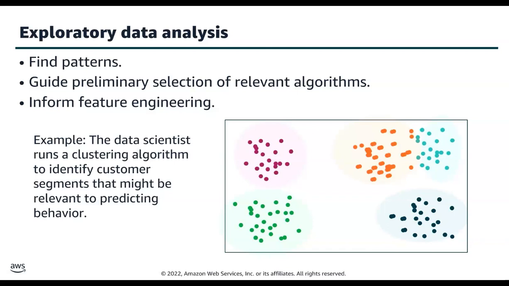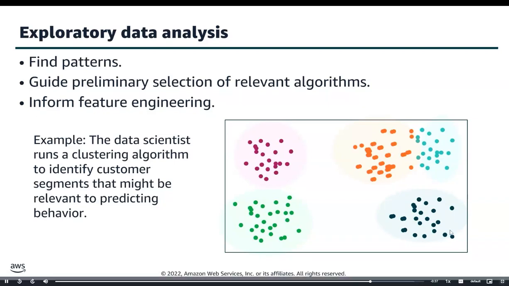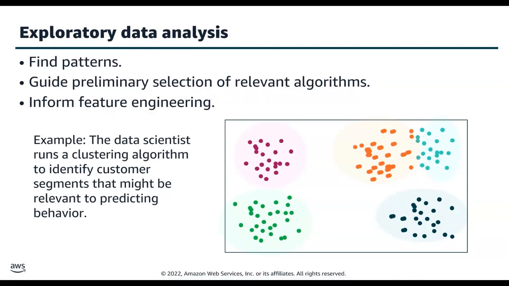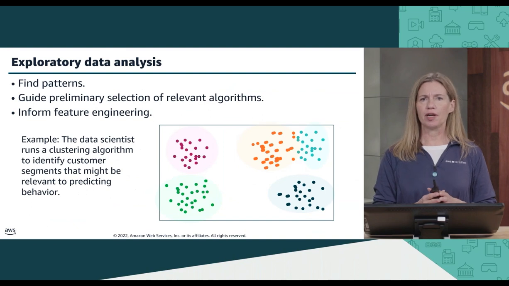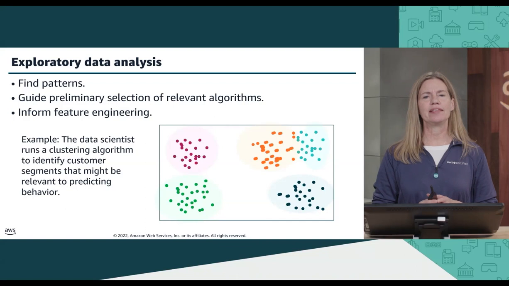For example, a data scientist might use a clustering algorithm to identify categories within the dataset, such as customer segments. Clustering algorithms are an important part of unsupervised learning models, but can also be applied to data exploration. The clustering can inform how features are prioritized or what type of additional feature engineering might be needed to make the dataset more useful.